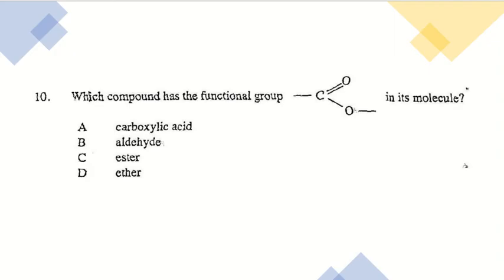Okay, let's see the last one. Which compound has the functional group C double bond O in its molecule? So this is the functional group. Which molecule will have this one? First is carboxylic acid, second is aldehyde, option C is ester, and D is ether.